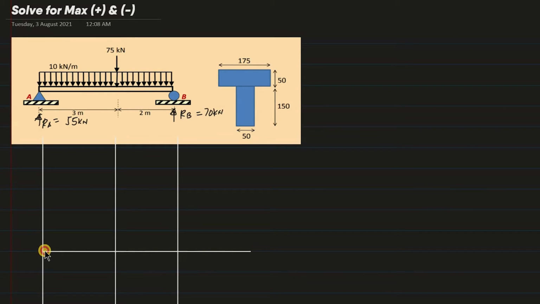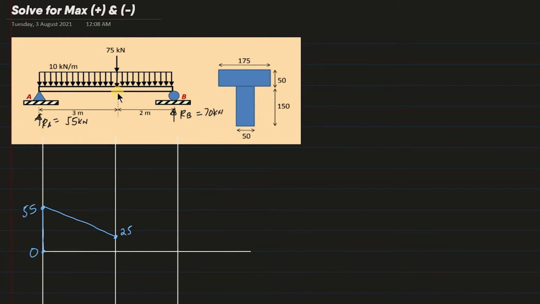Ayan. So, dito, starting from 0, makikita natin may RA na pataas, which is 55. So, we go up 55. And then, we have here a distributed load. Diba? So, ano yung area niyan? That's 10 times 3. So, 30. Pero pababa. So, from 55, we will subtract 30. So, magiging 25. Okay? And we will connect that using a first degree line.